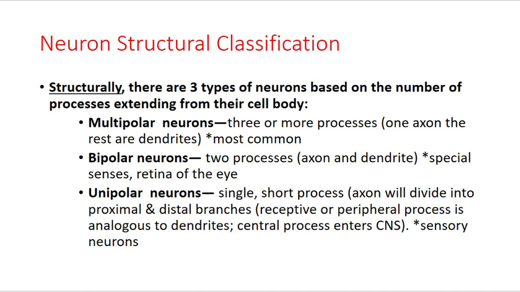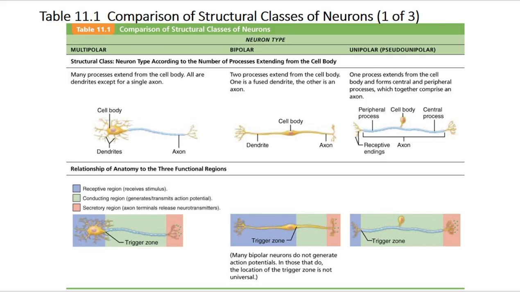Then unipolar neurons, which are sometimes called pseudo-unipolar, but they have only a single short process. But the axon does very quickly divide into a proximal and distal branch, sometimes a receptive or peripheral process, depending on where we're seeing this unipolar neuron. Many unipolar neurons are actually sensory neurons as well.